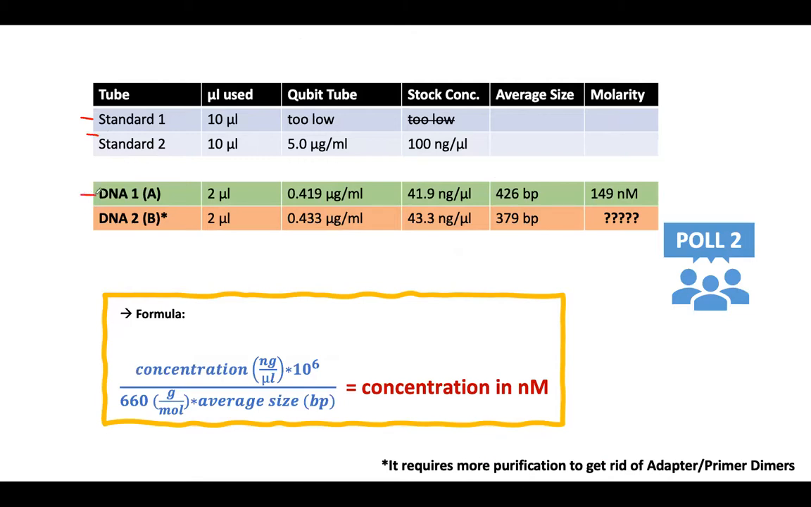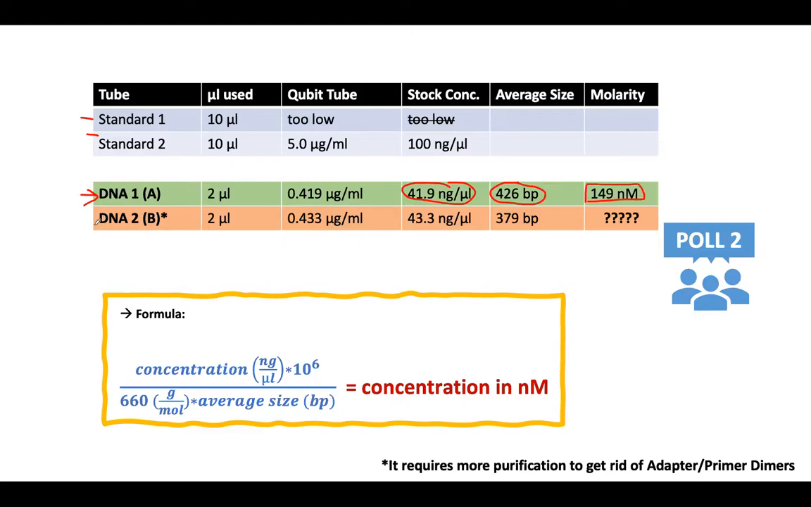We have DNA1, the first library that we prepared. We have its concentration, 41.9, and the average size, 426 base pairs. The calculation is giving me 149 nanomolar.